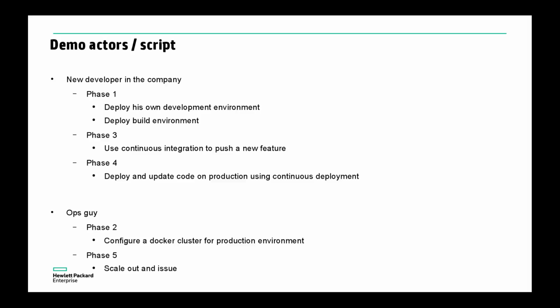Then we will switch back to our developer, and in phase 3 we will try to show how he will be able to push code and how the testing will happen as soon as you try to do that. In phase 4 we will assume that the code is okay, and we will show how the code could be deployed on the production environment. And the last part of this video is phase 5, and in this phase we will show how the ops guy could scale up the application front end, and also we will show you how the cluster will react in case of issue.